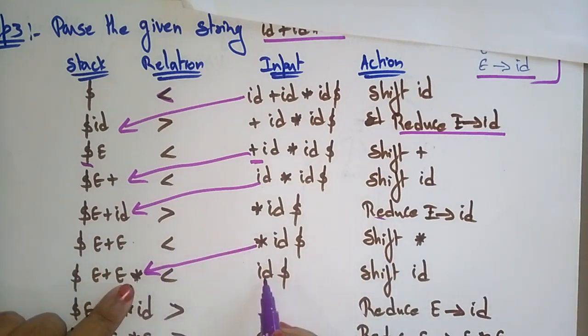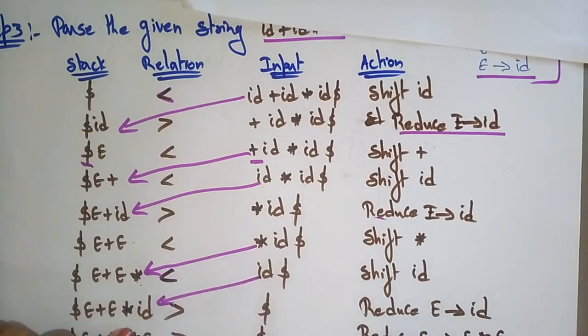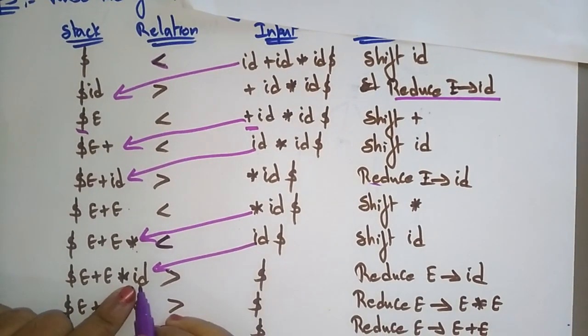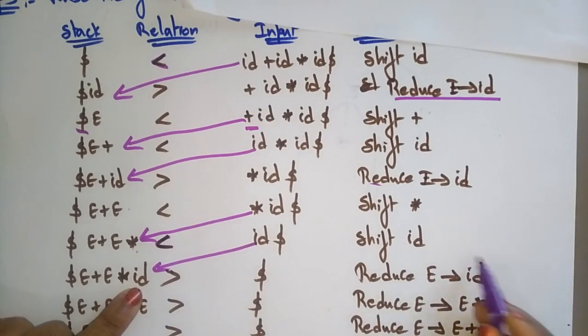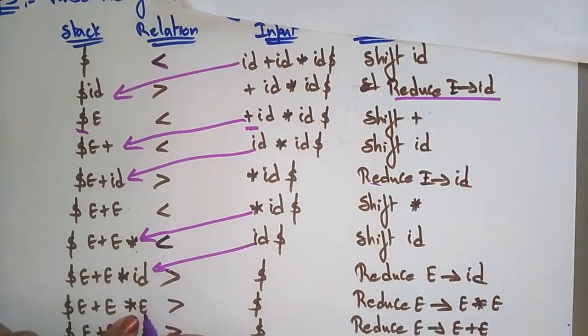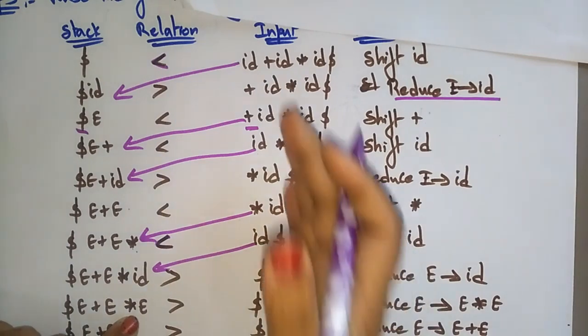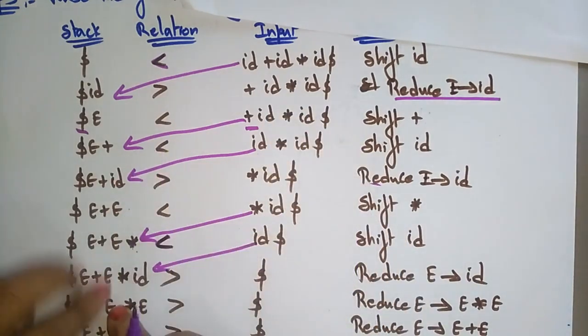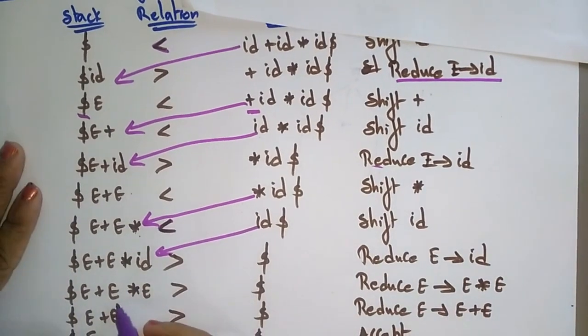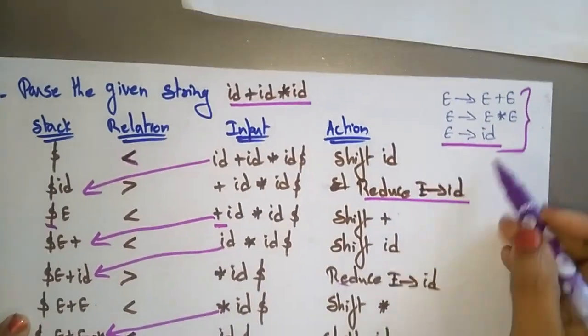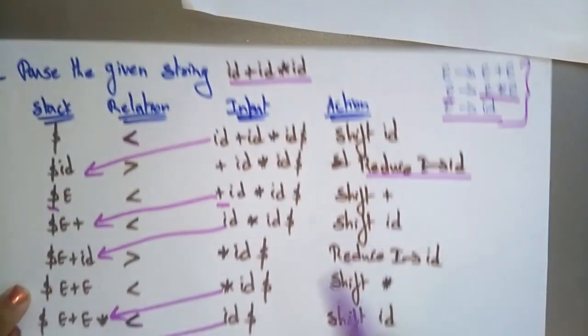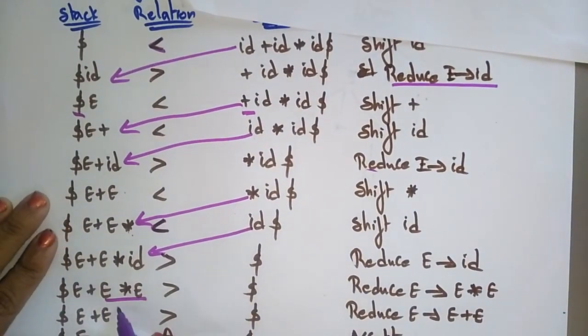When compared to star and ID, star is having the less priority when compared to ID. So less than symbol. Now shift ID. So in place of ID and dollar, ID is having the highest priority. So greater than symbol. Now reduce E produces ID. So in place of ID, just replace with E. Dollar. So here input string is empty, but I need to reduce the stack also. Now E into E. According to our grammar, E into E is nothing but E. So replace E into E as E.